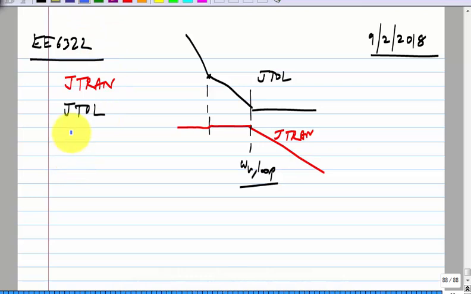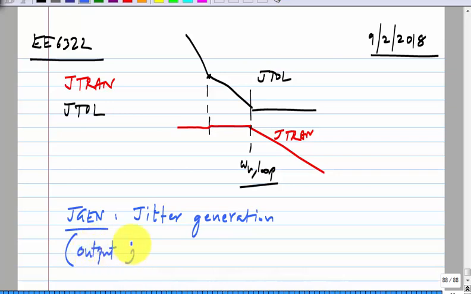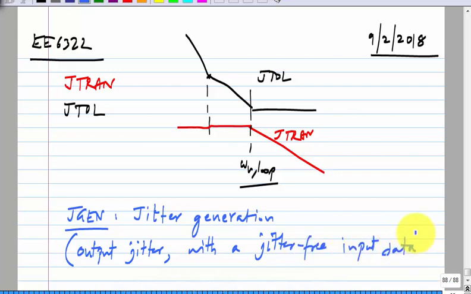Now, finally, there is a third parameter that is often specified with this, which is jitter generation, okay? So, let us say the input data has no jitter at all, it is very clean. The output clock will still have jitter, that is because of imperfections in the components in the loop. So, that is something that we have to look at as well. This is known as jitter generation. So, basically this is the output jitter with a clean, jitter free input data, okay.